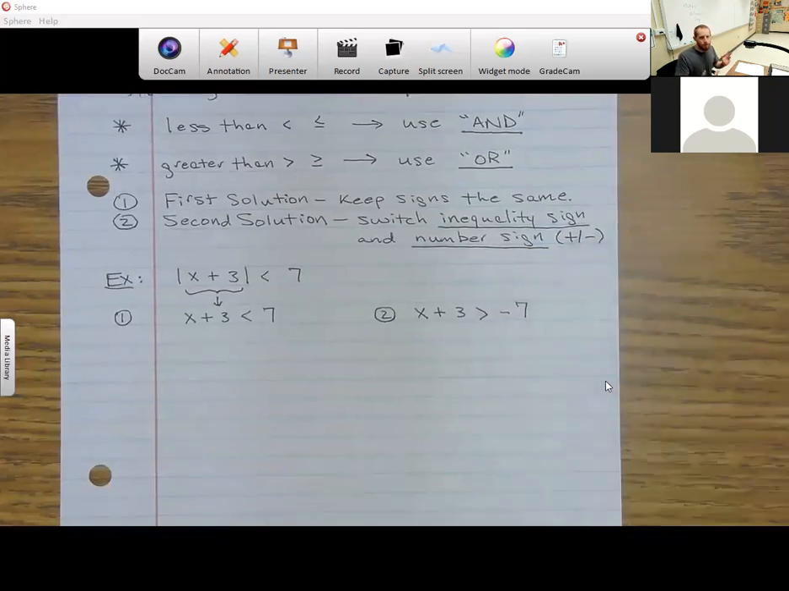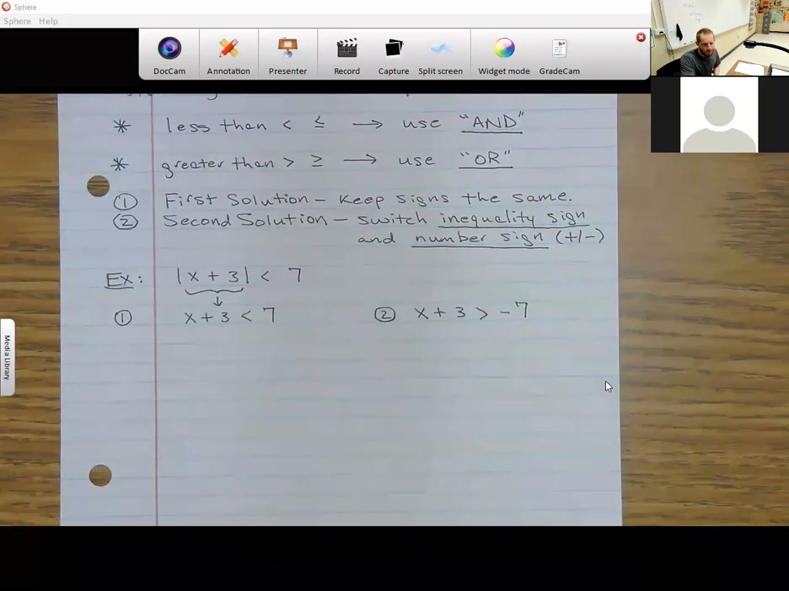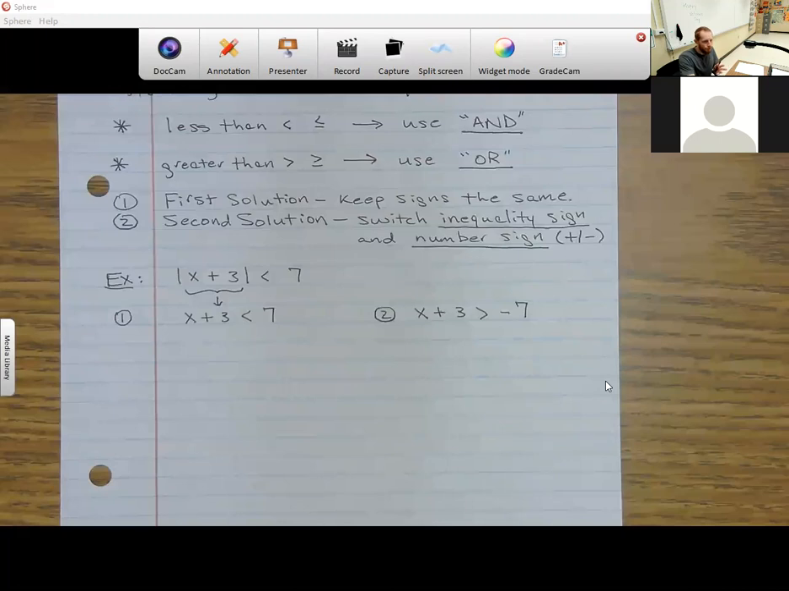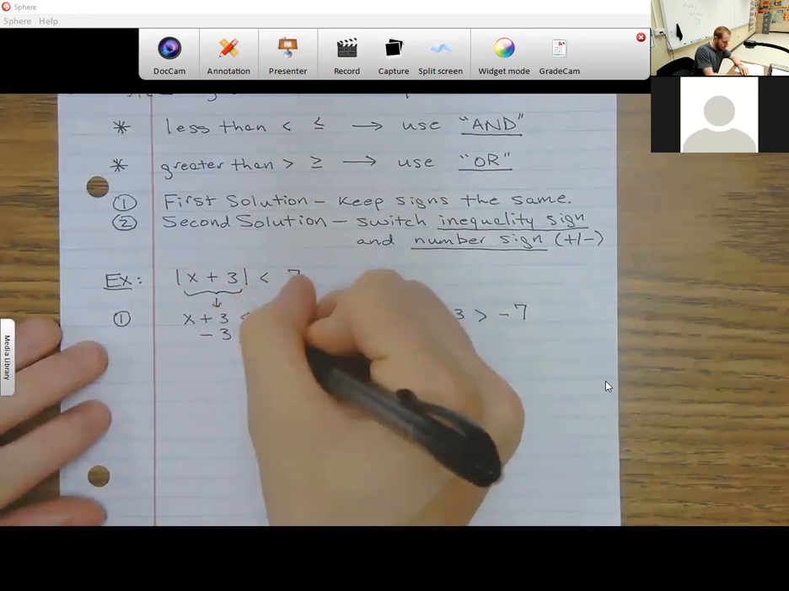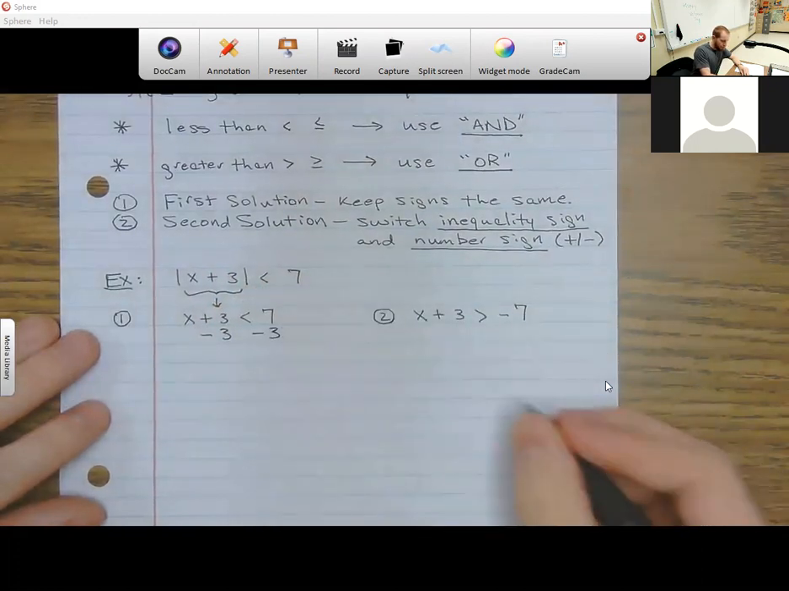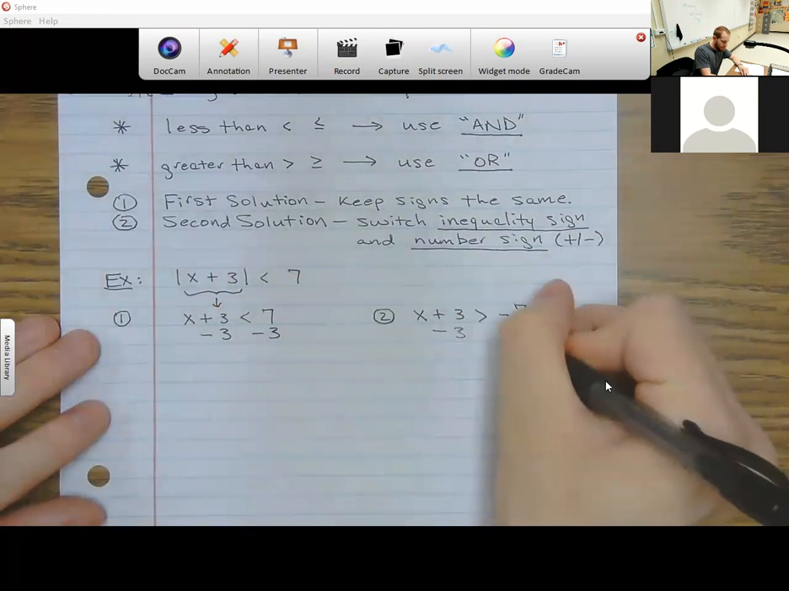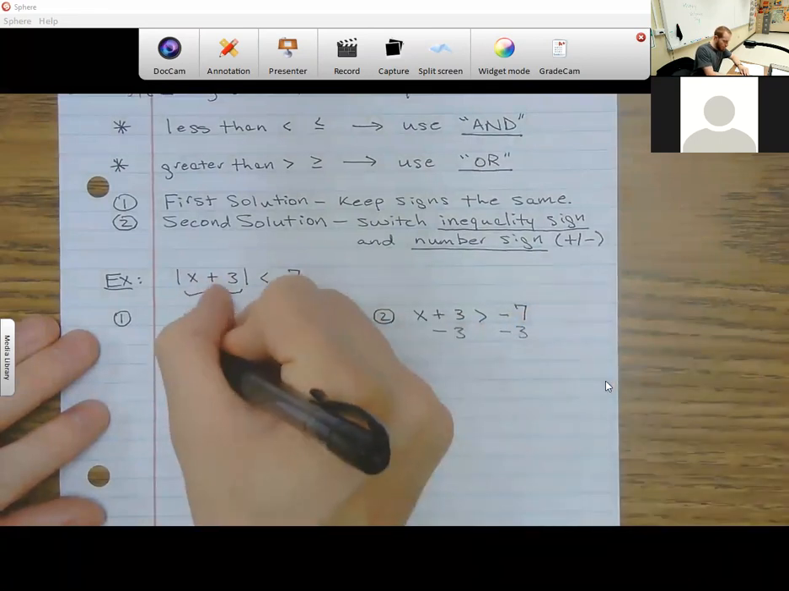And then I'm going to solve both for x, just like I would do any equation, right? So to get x by itself, what would I have to do? I got to get rid of this plus 3, right? So how do I get rid of a plus 3? I do the opposite of plus 3, which is subtracting 3 from both sides. So I'm going to subtract 3 from both sides. And I'm going to do the same thing over here too. And we'll see what we get.